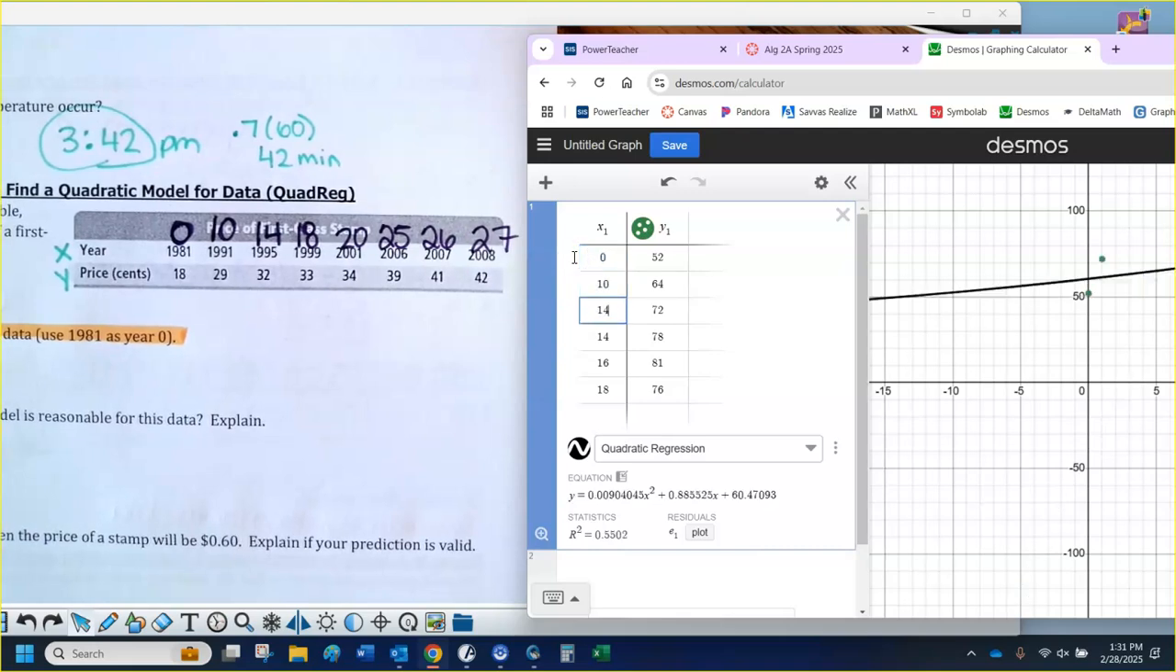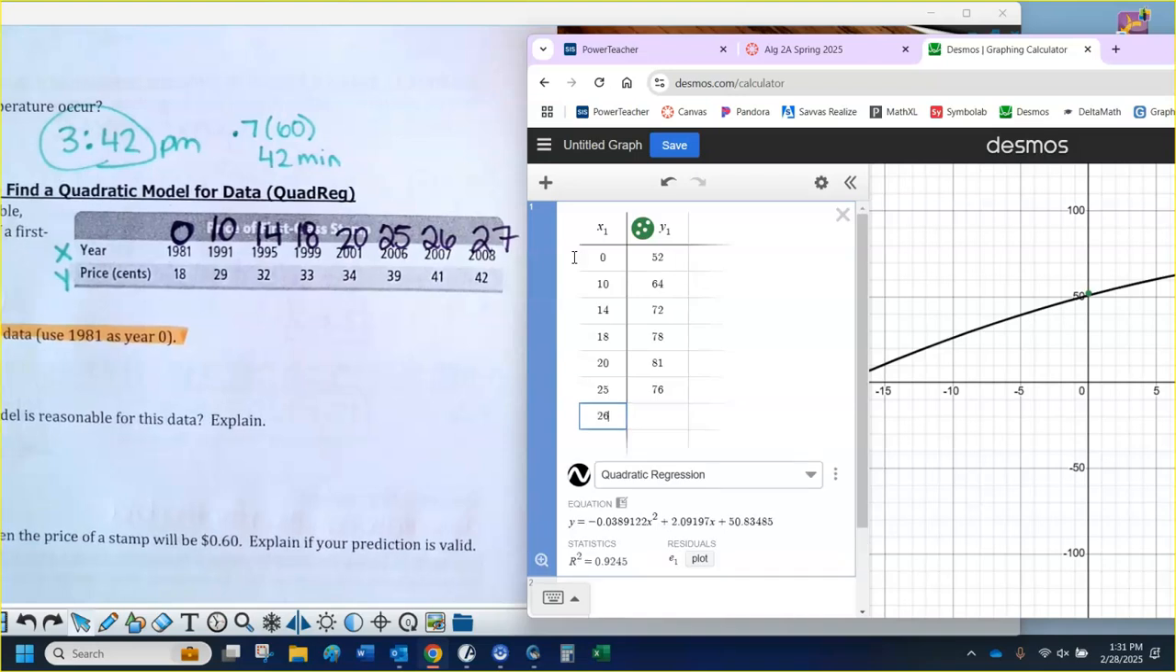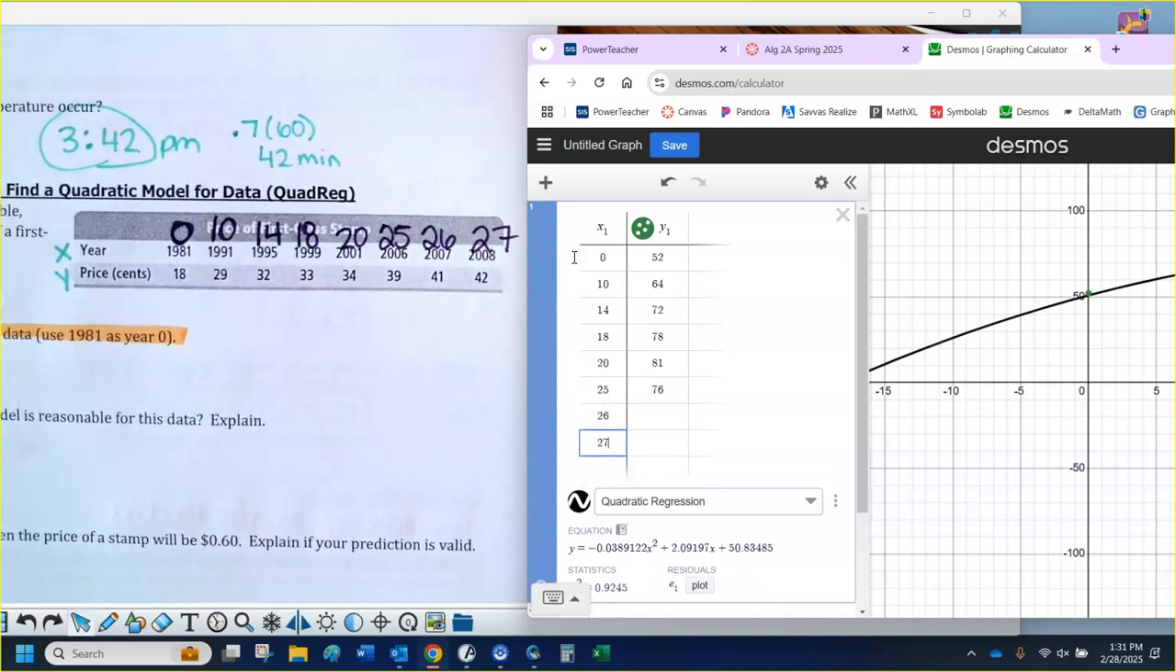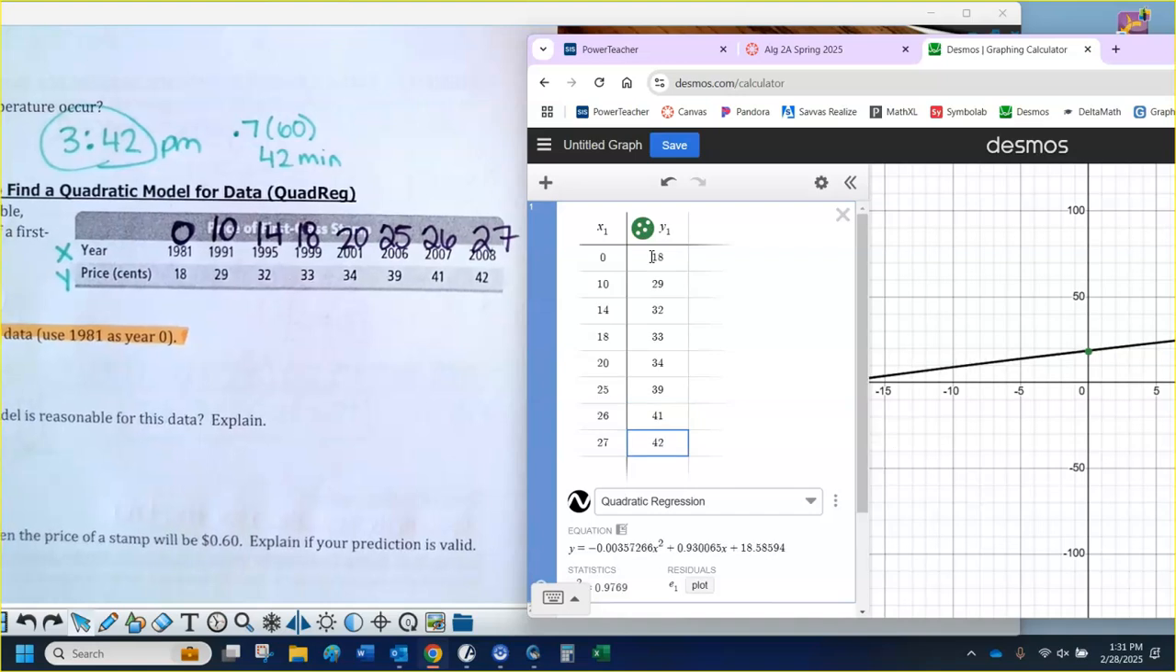Then 10, 14, whoops. I usually like to write it on the table so I can see what numbers I'm going to plug in. This has the most data of any of the questions we've done today. And then I'll go back and put the price of the stamp, which is just underneath the year. So start out with 18 cents and then 29 and on down. So we're just typing this in. And then I usually try to go back and look just real quick at my table to make sure I didn't screw anything up when I was typing anything in there. That all looks pretty good.